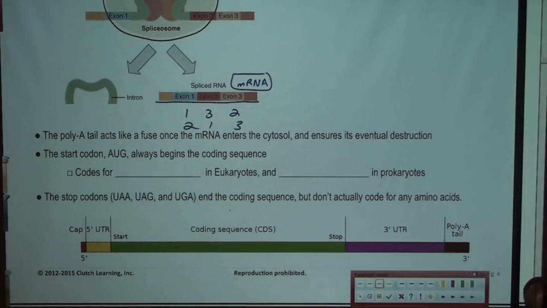All right, so here, I already said this, it acts like a lit fuse. So the start codon AUG always begins the coding sequence. It codes for methionine in eukaryotes and N-formal methionine in prokaryotes.